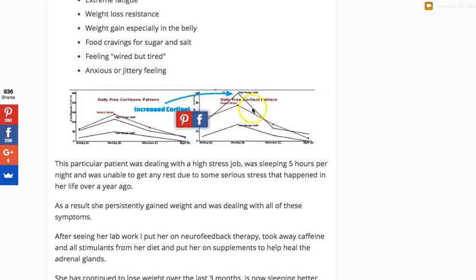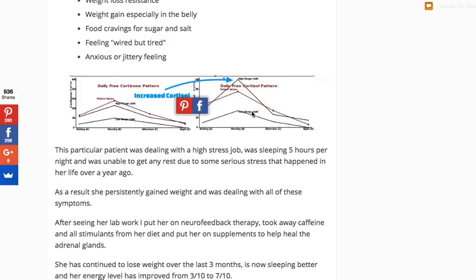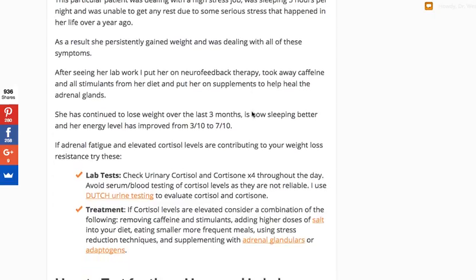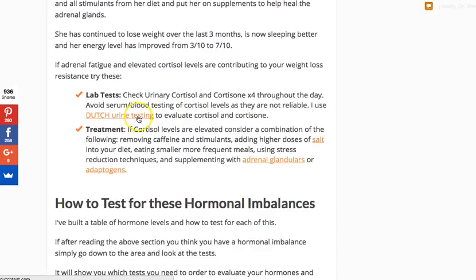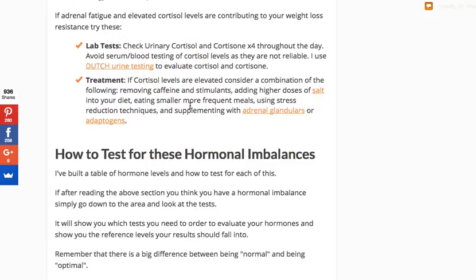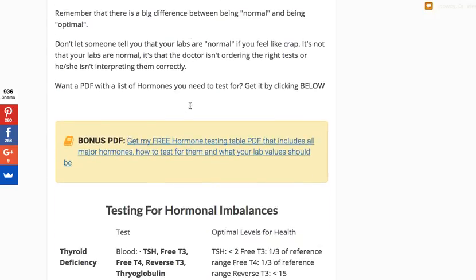This is someone that's going to have low energy levels, probably a little wired in the morning, and then going to get fatigued in the late afternoon. That's pretty classic, so definitely want to check that. I recommend again using Dutch testing for this because it will check all those things we talked about before with the estrogen.